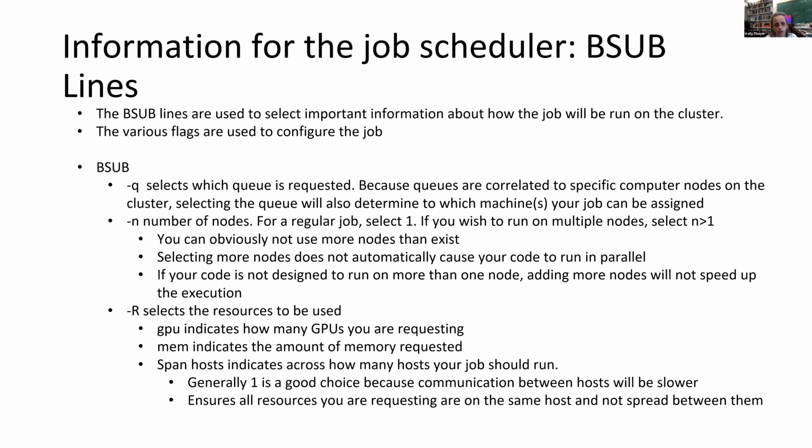And which box or machine you get to depends on which queue you sent your request to. And so you need to tell how many GPUs you're requesting. And so if span host is a number larger than 1, what that means is that you could actually be going between different compute nodes or different back nodes, different actual computers.